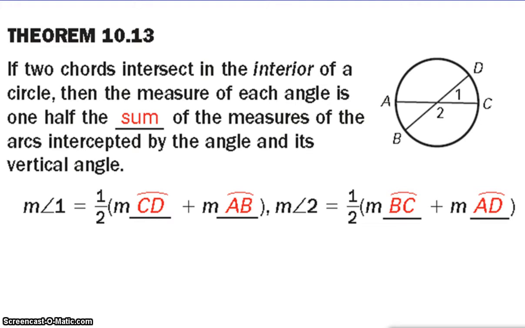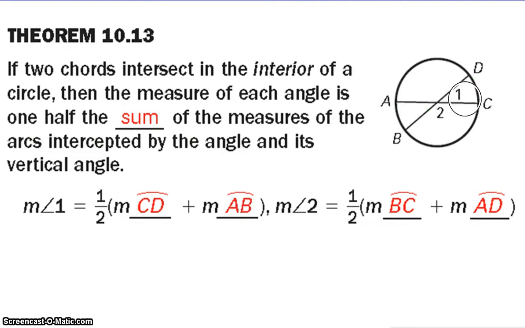Alright, so here we have two chords intersecting inside the circle. Now notice, this does not have to be the center of the circle. These are not diameters. These are chords anywhere in the circle. Now, angle 1 is going to be the measure of arc DC plus arc AB, divided by 2. What you're doing is finding the average of the two arcs. Basically, angle 1 and this angle here must be the same because they are vertical angles. So in order for them to be the same, we find the average of the two intercepted arcs.